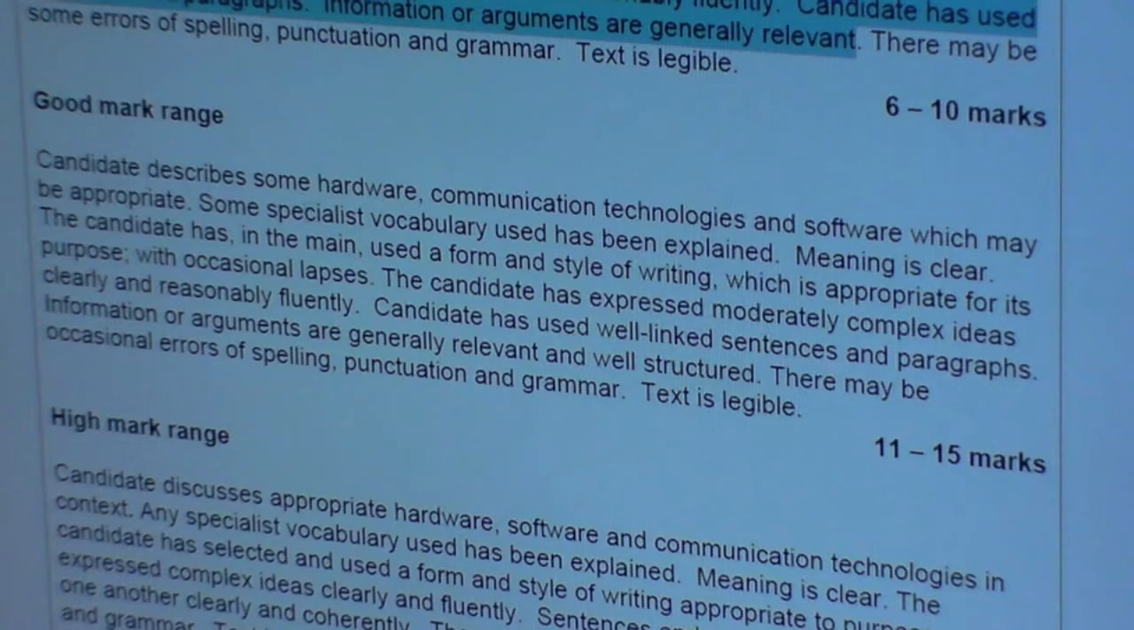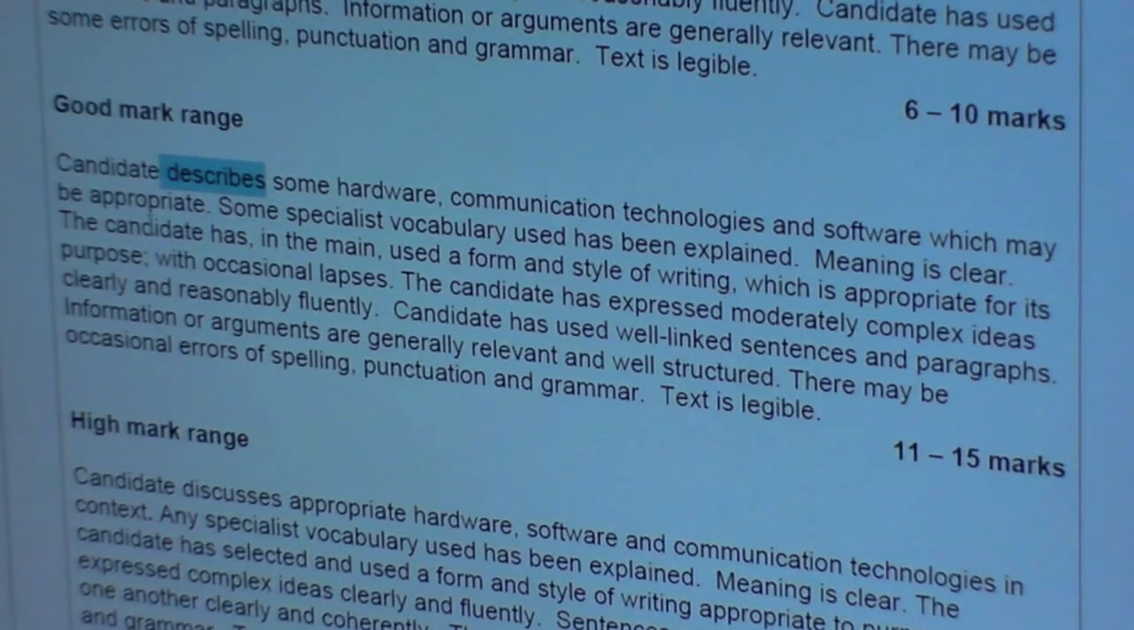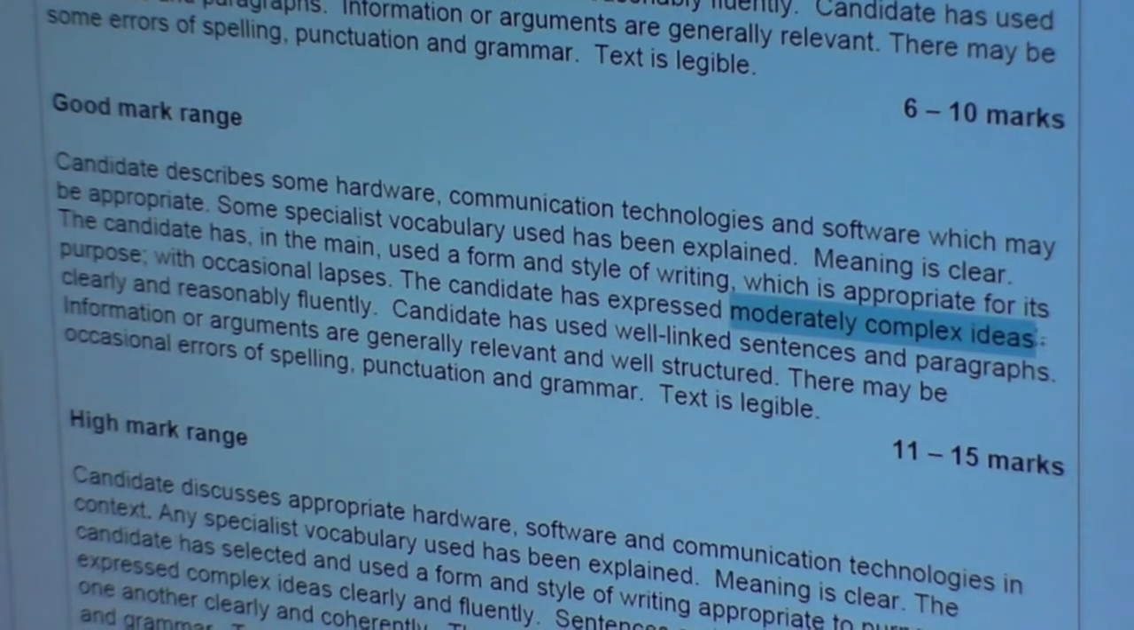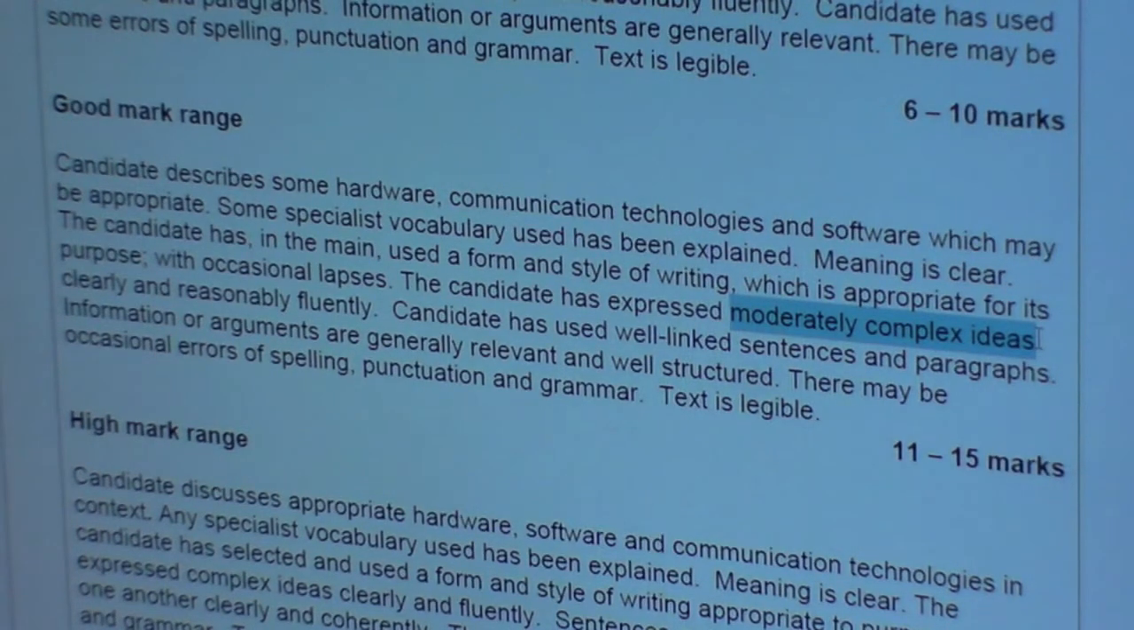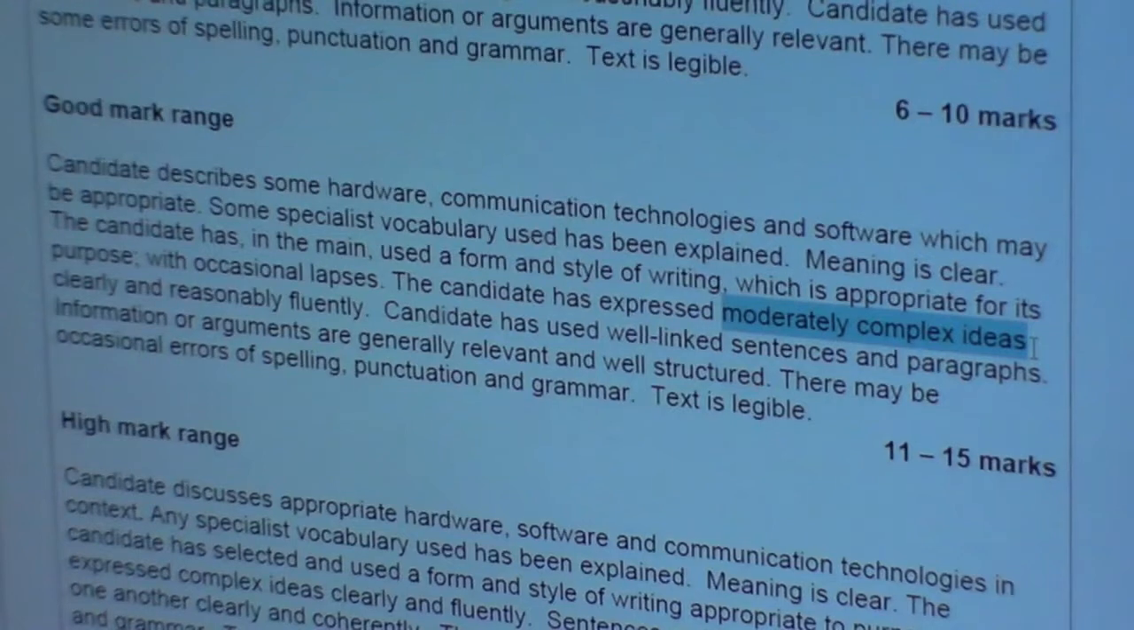But if you have mentioned all three, then we're looking to see if you've used some specialist vocabulary and meaning is clear. We're also looking to see whether you've described, and that's important, and I'll come back to it later, why it's important. We're then looking to see if your writing style is appropriate, not in the first person, it is formal. Might have occasional lapses, and that's okay at this point. The candidate has expressed moderately complex ideas, so that means you're starting to be a little bit more technical, how they would be used, perhaps problems with Wi-Fi, if you're going to mention that as a communication technology, saying that you perhaps need more than one Wi-Fi access point in order to cover the whole gym.